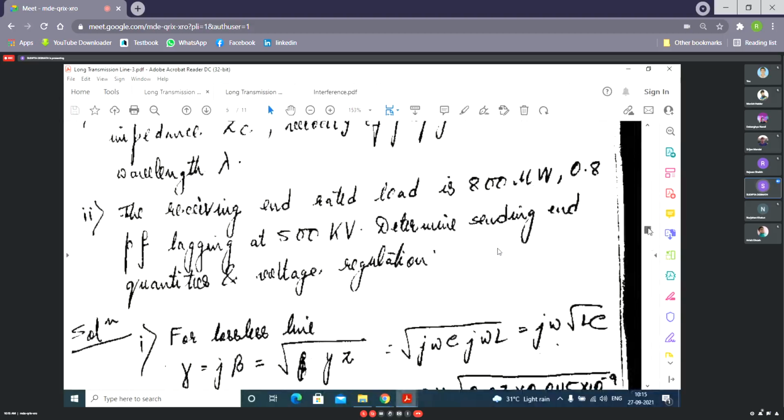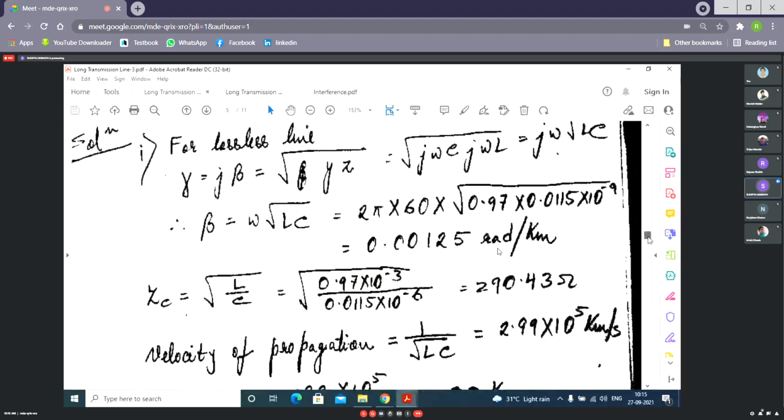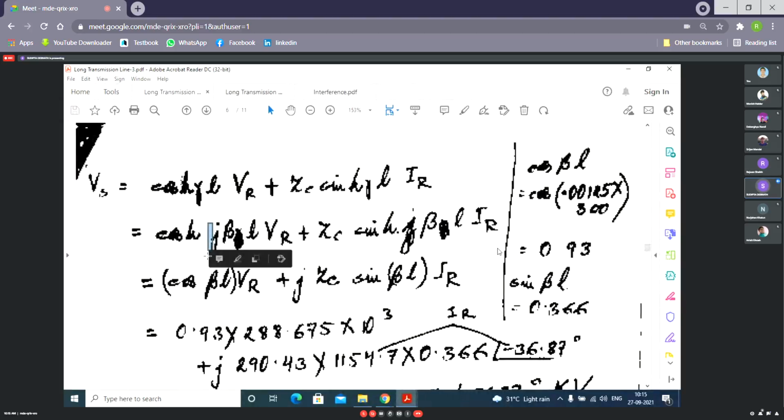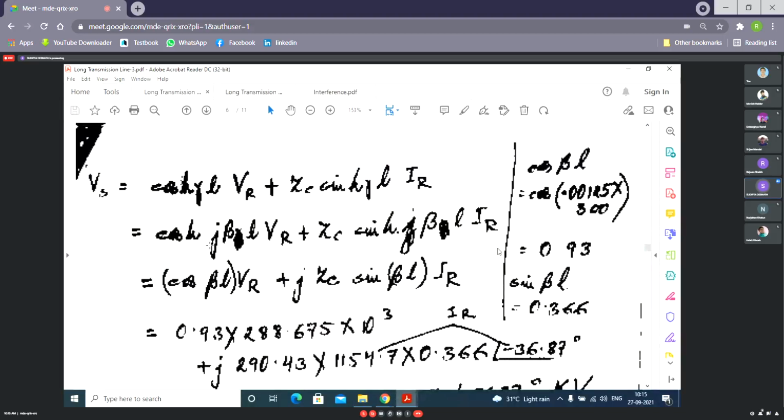See, it is equal to j beta. j omega root LC, so you can understand cosh(j omega root LC) actually becomes cos of beta, because there is no real term. So instead of these hyperbolic terms, you are getting cosine and sine. Actually, this is the generalized equation, A VR plus B IR. A is this one, B is this one.